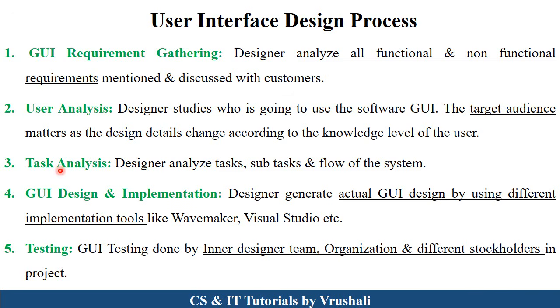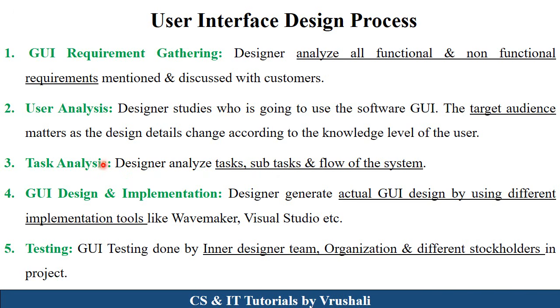The third task is task analysis. This is the third step. Here the designer analyzes which type of features, functionalities and tasks are included in the particular product. For example, just take an example of Microsoft Word. There is a file option. Under file, there is new, open, save. These kinds of features are there, right? So this is task analysis: to analyze the tasks, subtasks and complete flow of the system.